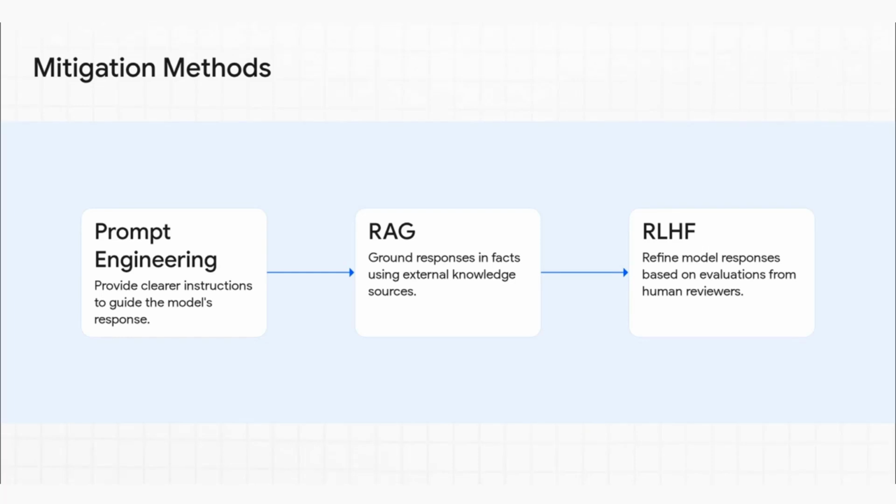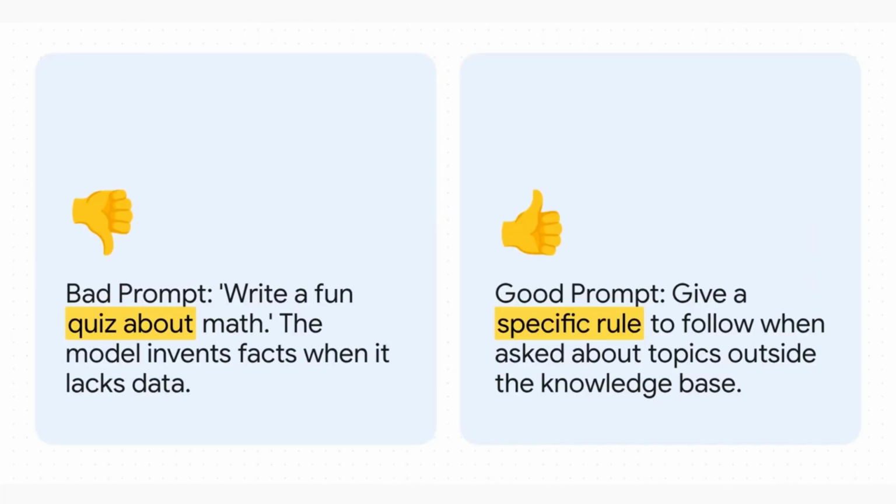The first one is simple, just giving the model better instructions, which we call prompt engineering. The second is a powerful technique called retrieval augmented generation, or RAG, which basically gives the AI a cheat sheet of verified facts. And the third is a constant process of training and retraining the model using feedback from real humans.